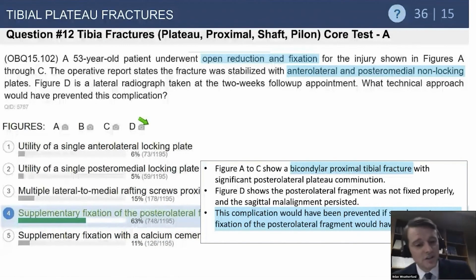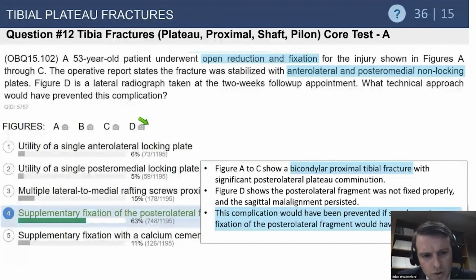Supplementary fixation of the posterior lateral fragment. So that's again, I think, a controversial topic. I can tell you that exposure and fixation of the posterior lateral articular surface, especially direct exposure of the posterior lateral tibial plateau, is significantly challenging. So that is something that's coming into, I wouldn't even say vogue, but it's something that's being talked about more and more.